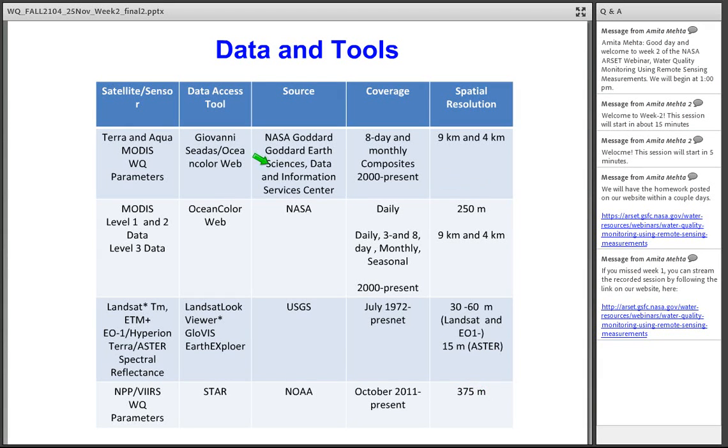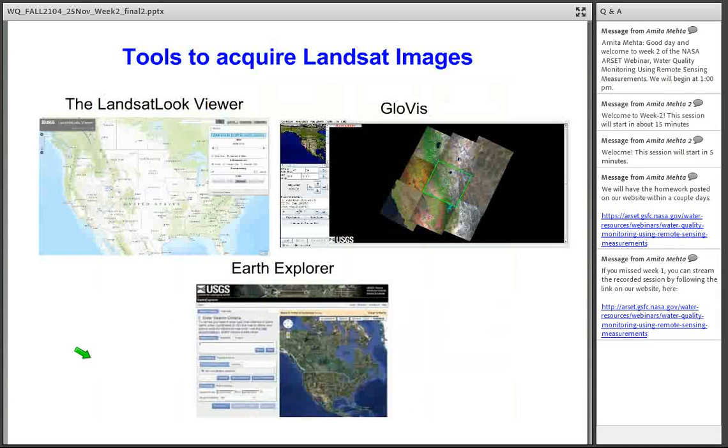So level 3 data are gridded. Everything else is really available at pixel resolution. But then level 3 has derived parameters that we will see. Level 1 and 2 data are just spectral reflectances. They have to be further used in algorithms to get quantitative information about water quality parameters. So these three shown here are USGS tools, and they are useful for acquiring Landsat images.